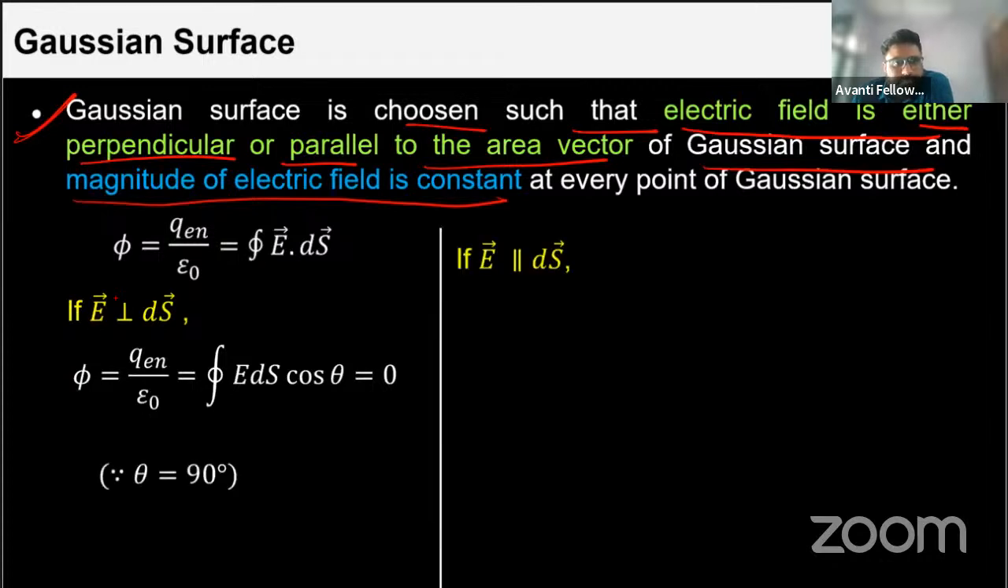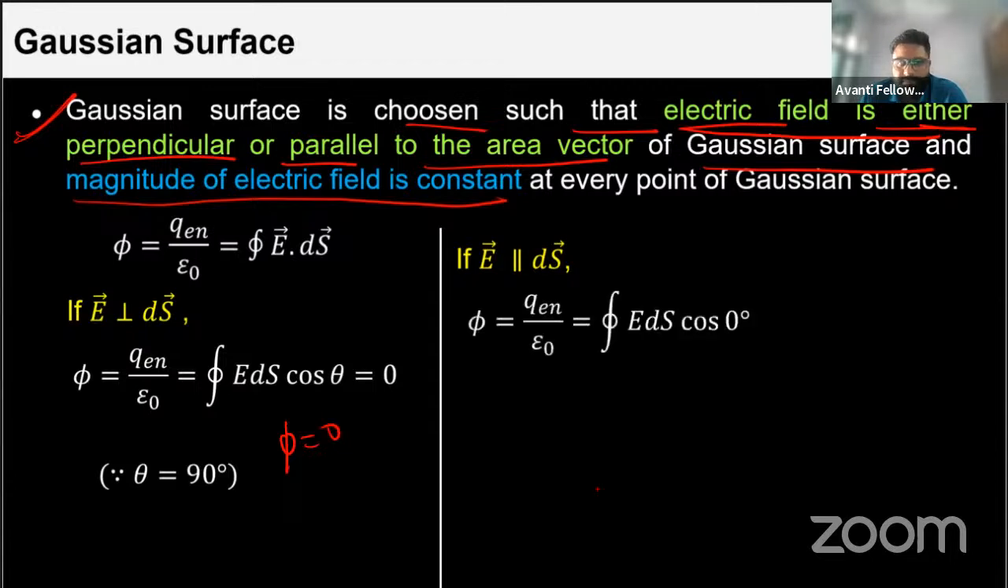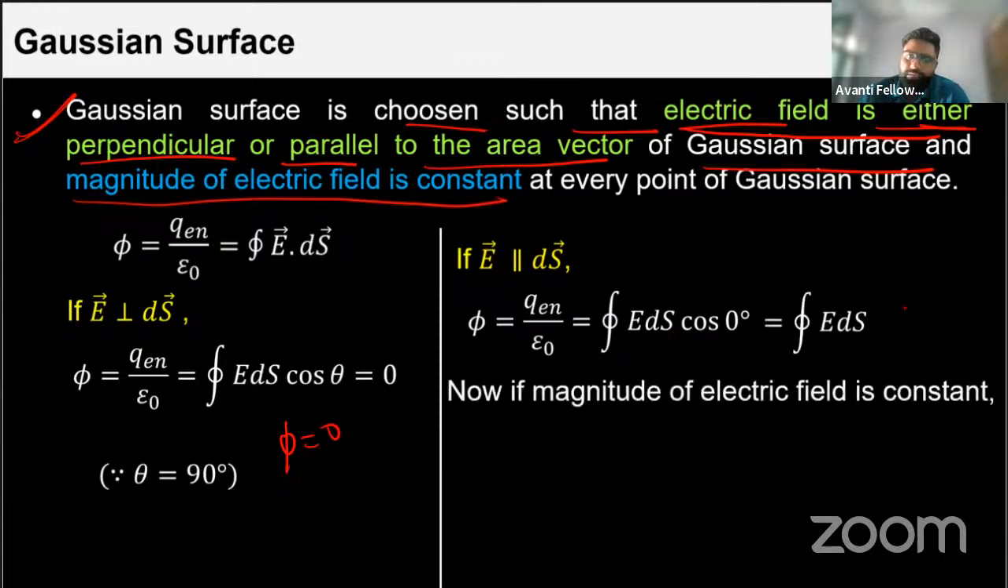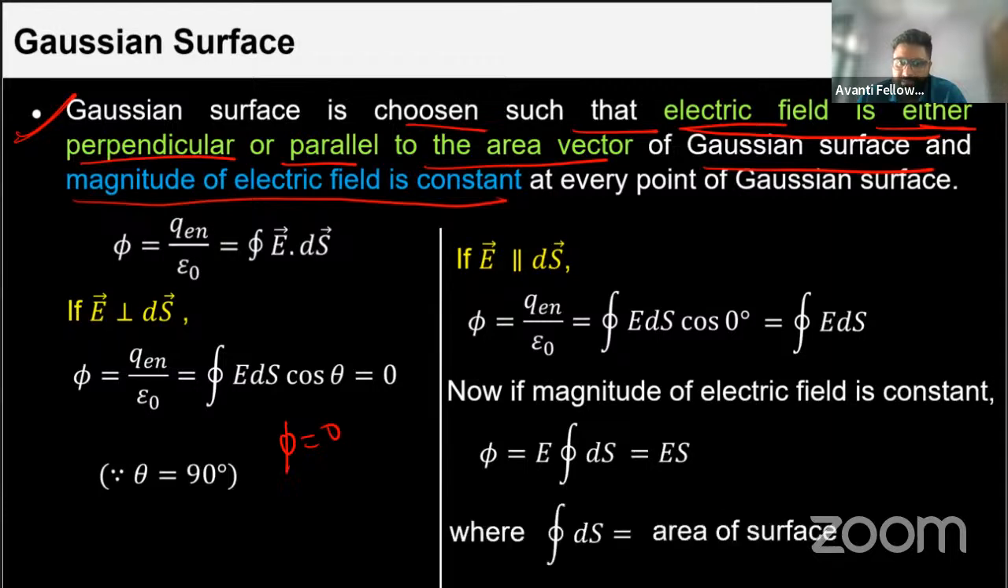See, if the electric field is perpendicular to the ds vector, then what would happen? It has been said that the electric field is either perpendicular, which means the angle between electric field and area is 90 degrees. So cos 90 will become 0, and this total calculation will vanish to 0. So the flux will be 0 there, for theta equals 90. And if E is parallel to S, then cos theta is cos 0, and cos 0 is 1. So for that surface, we can also calculate the electric field.